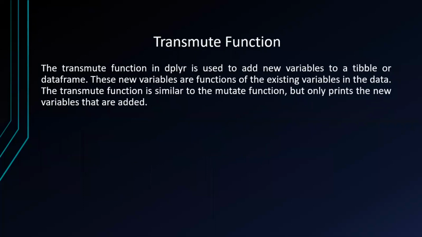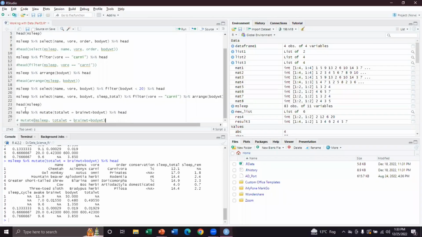Next we have the transmute function. The transmute function in dplyr is used to add new variables to a table or data frame. These new variables are functions of the existing variables in the data. The transmute function is similar to the mutate function, but only prints the new variables that are added. So if we have used the transmute function in the above line of code rather than the mutate function, we would only be seeing the total weight column because transmute does not print out the other columns.